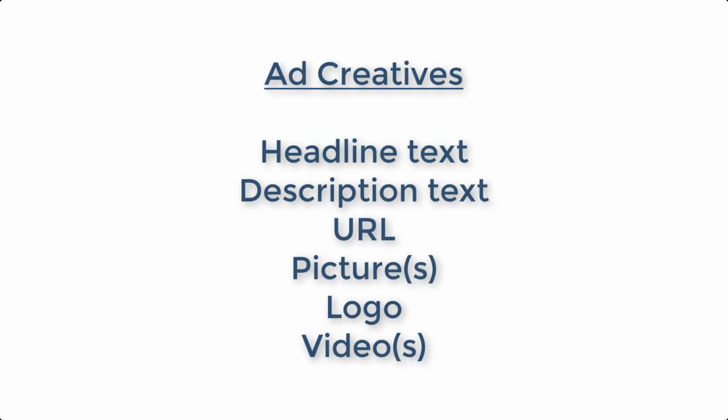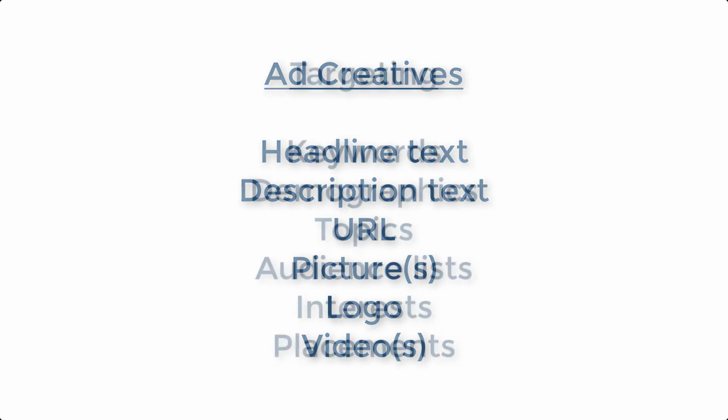As I already mentioned, the ad creatives and targeting selections are contained in the ad group and reside at the lowest level in the nested hierarchy. Here's a basic description of what's meant by those terms. Ad creatives. For most campaign types, you can create several ads within any ad group. They might include headline text, description text, URLs, pictures, logos, and videos, again depending on the campaign type.